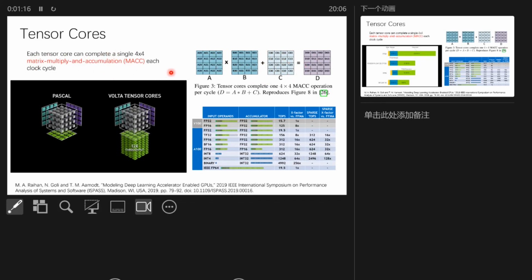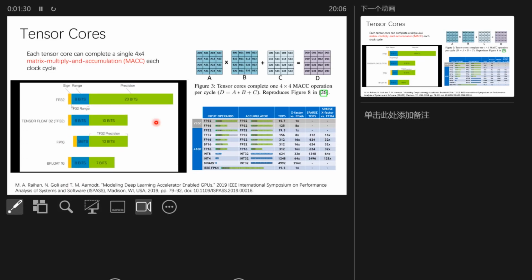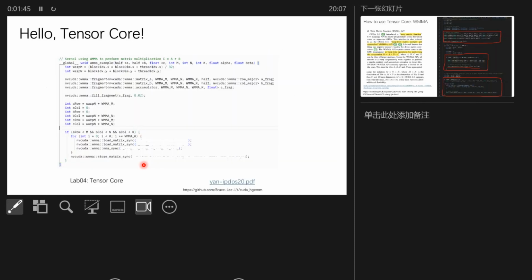But a tensor core can finish it in 1 cycle. That is the tensor core speedup, and the figure here shows how a tensor core computes. Also, tensor cores can compute many data types, like FP16, TensorFloat-32, FP32, and BF16. Now, I will introduce the tensor core using a single introduction.